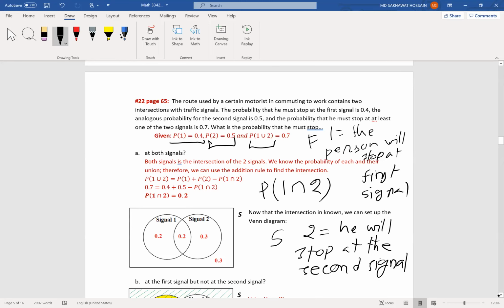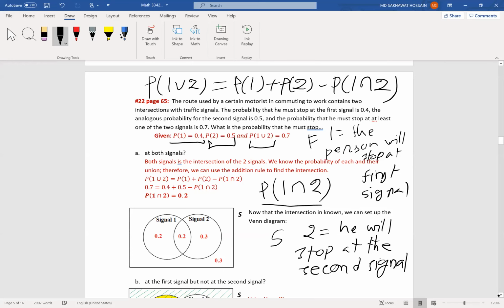Now we do not have any direct formula for the probability of 1 intersection 2, but we know the formula for the probability of 1 union 2, right? So this is equal to the probability of 1 plus the probability of 2 minus the probability of 1 intersection 2. So we know this formula, and we are also given some information. So we know the value of this one, we know the value of this one, and now you need to find the value of this one.